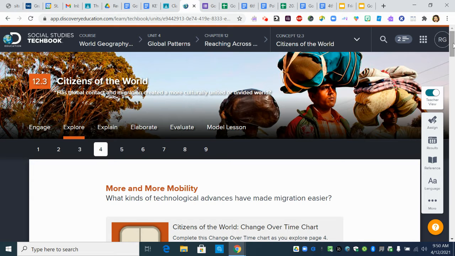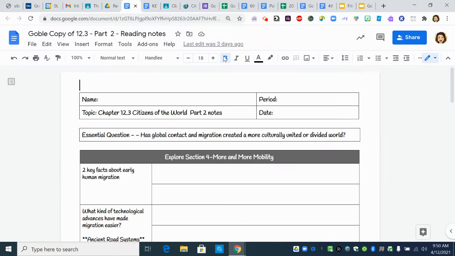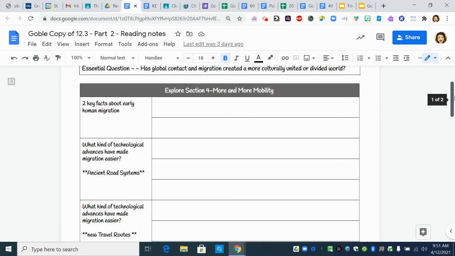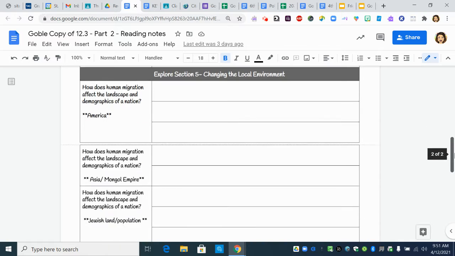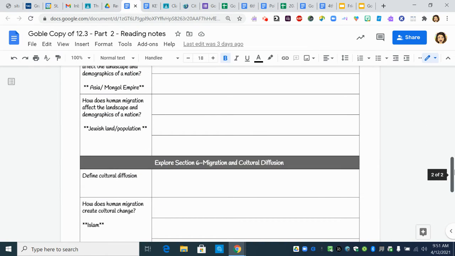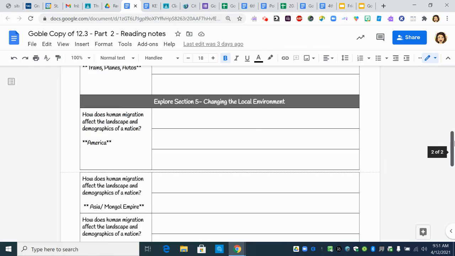So, please open to your social studies textbook, explore section 4, and it should look like this. And then you're going to also go to your notes. Again, you can see there is our essential question, and we're only reading explore sections 4, 5, and 6. So there is no summary. This is part 2 of our notes. We will be reading chapter 12.3, sections 7 through 9 next week.